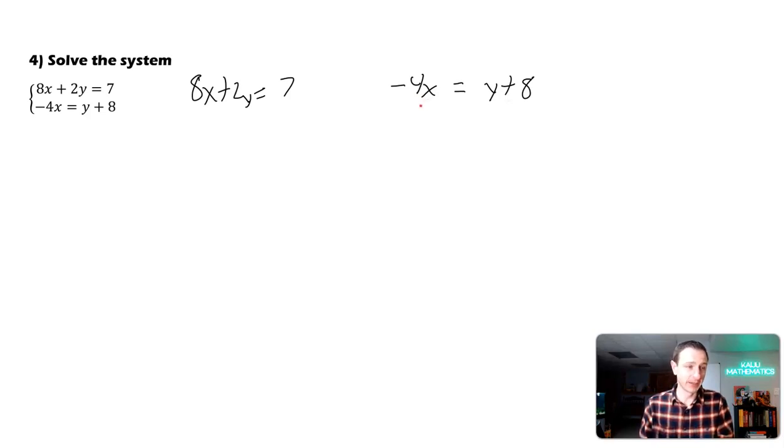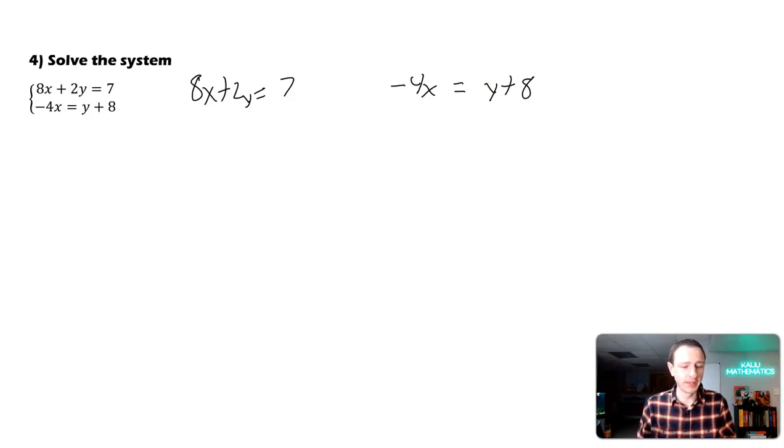If I try to get the x by itself, I divide by negative 4. So y is going to be divided by negative 4. 8 is going to be divided by negative 4. Not the worst thing that could happen, to be honest, because y divided by 4 and then substitute into here, that would actually work out okay, but not the most straightforward route.